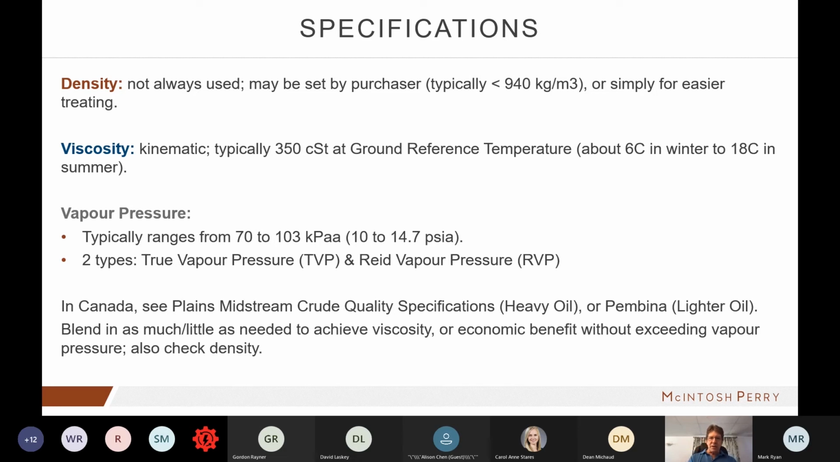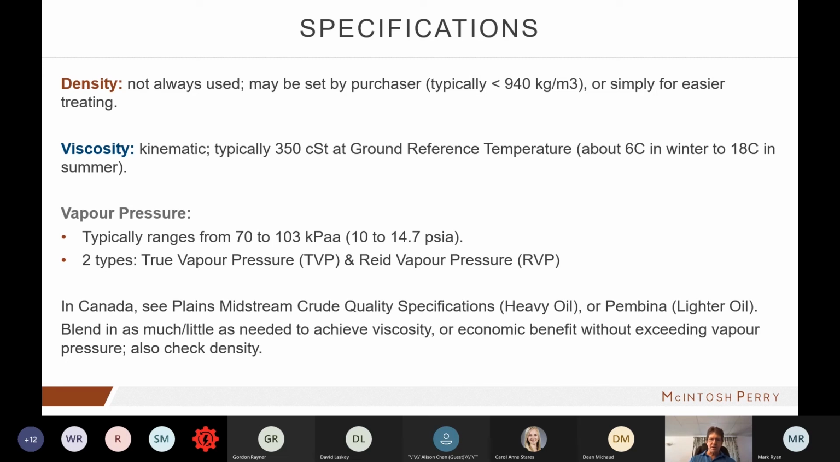One of the issues that we can run into as we're trying to reduce the density and viscosity, or just for plain economic benefit, is vapor pressure. So we're often given a vapor pressure of about 70 to 103 kPa, and take note, these numbers are absolute. They are not gauge numbers. So yes, if you're thinking that, gee, 70 kPa is a vacuum, you're right, it is a vacuum. So as we go to blend, we cannot exceed the vapor pressure specifications for whoever we're selling the oil to. You would be blending to increase your revenue or change your properties, but you can't exceed this vapor pressure.